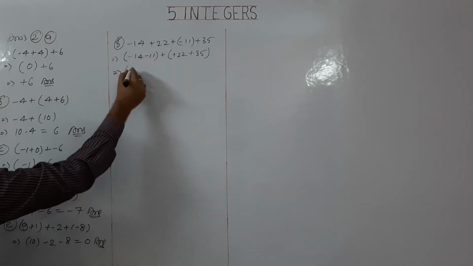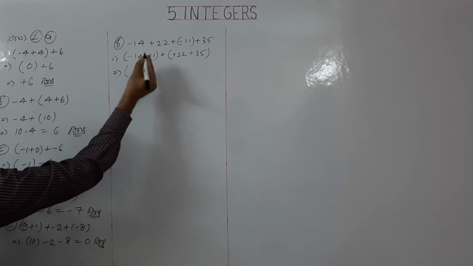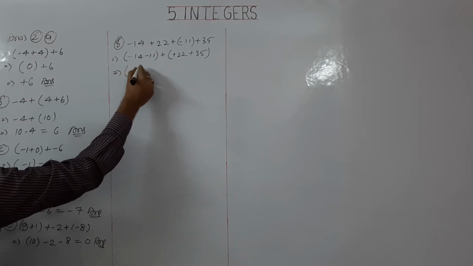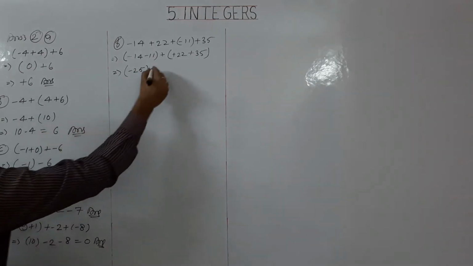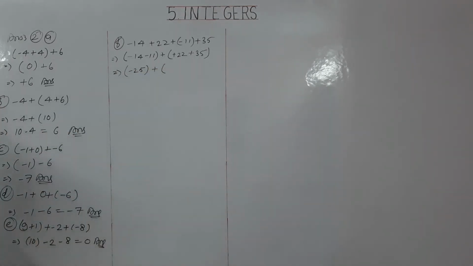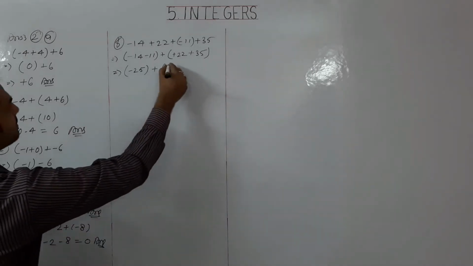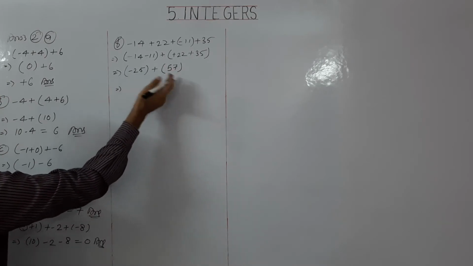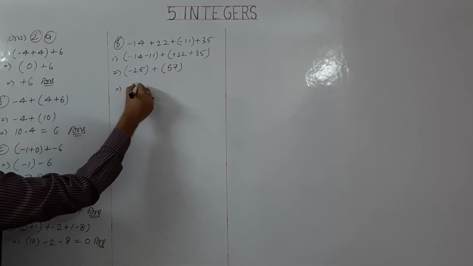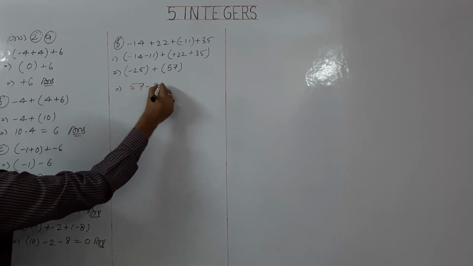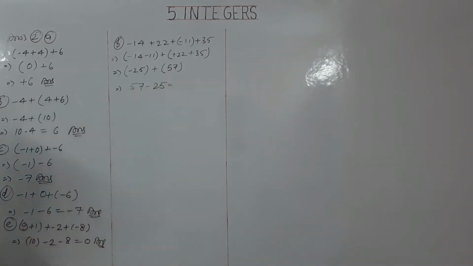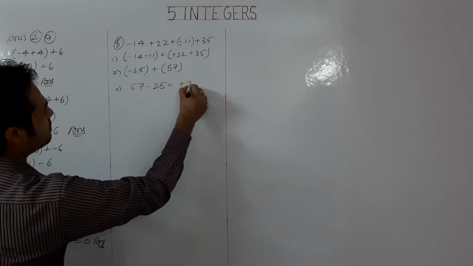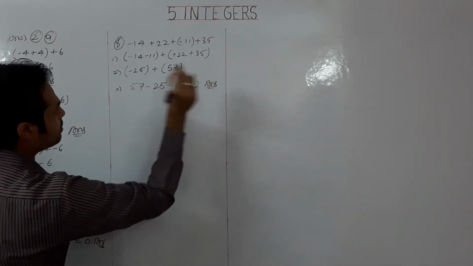So for the negative numbers, minus 14 minus 11 is minus 25, plus 22 and 35, 57. Again we have two numbers, one is positive, the second one is negative. So 57 minus 25 will be the answer, and the answer is 32 or plus 32.